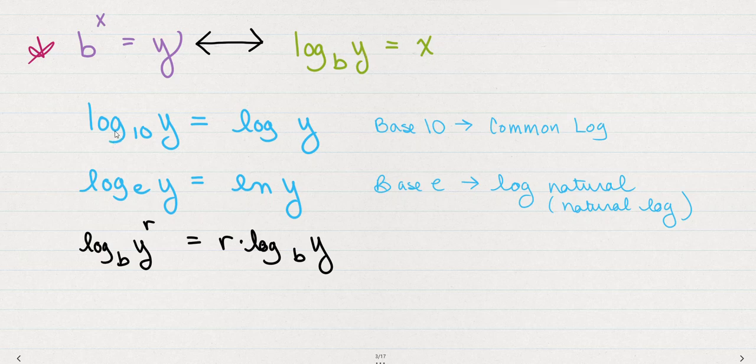Also, we need to remember that log base 10 of y is the common log. So when we don't see a base written, it's implied to be the common base of 10. And when we see a log base e, because that shows up in so many science examples, we call that the natural log. And naturally, the base is going to be e. So log base e is naturally the natural log.